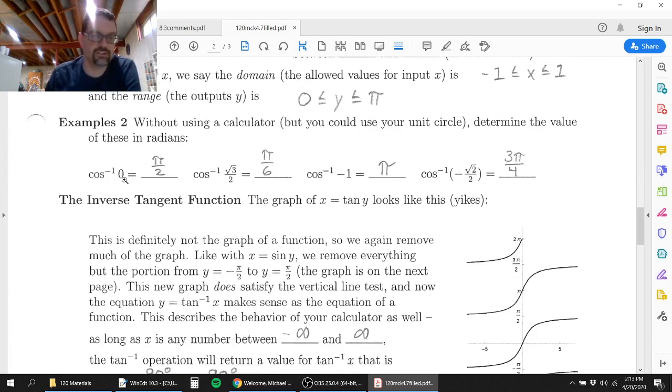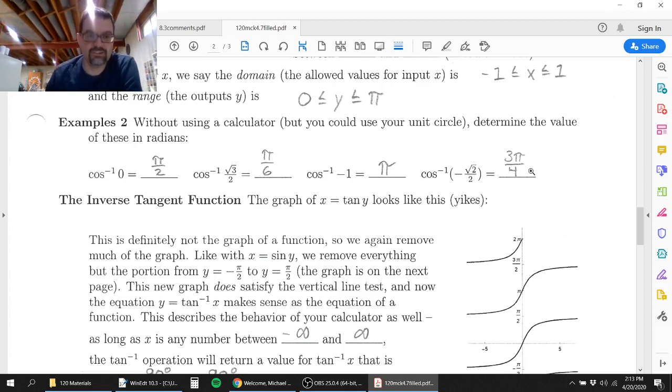Inverse cosine of 0, the angle whose cosine is 0, between 0 and 180 degrees is 90 degrees, pi over 2 in radians. Square root of 3 over 2 is 30 degrees, that's pi over 6. Negative 1 gets you pi, or 180 degrees. And negative square root of 2 over 2 is at 135 degrees, which is 3 pi over 4 in radians.